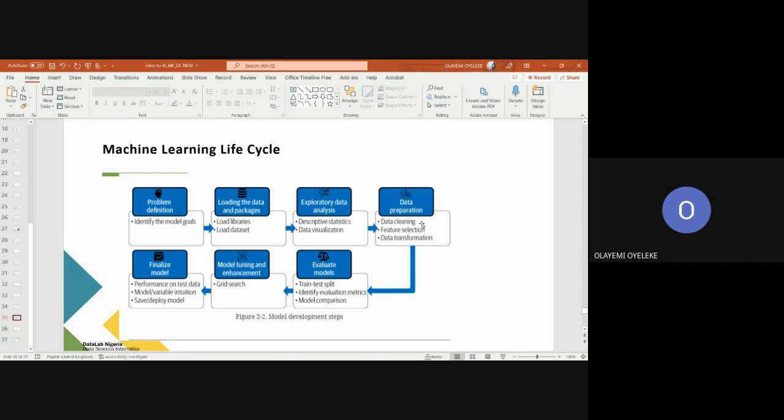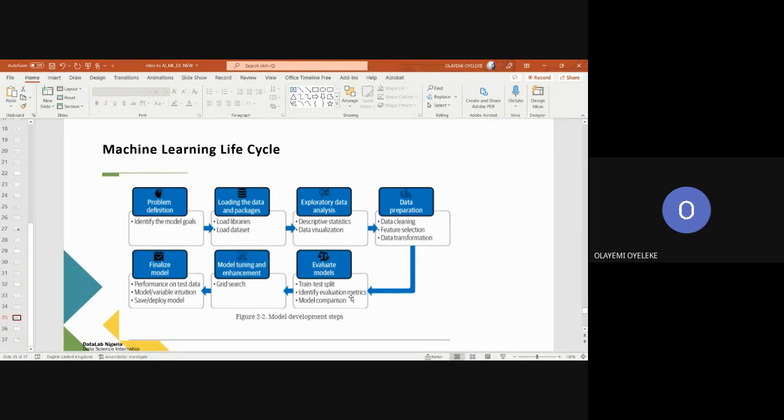Then you are going to do data preparation. You are going to clean your data. You are going to choose your features. You are going to do different data transformations like scaling, fixing outliers, fixing missing values, and all those things. Then after that, you are going to train your model to learn. After that, you go to evaluate models, where you do train test splits.